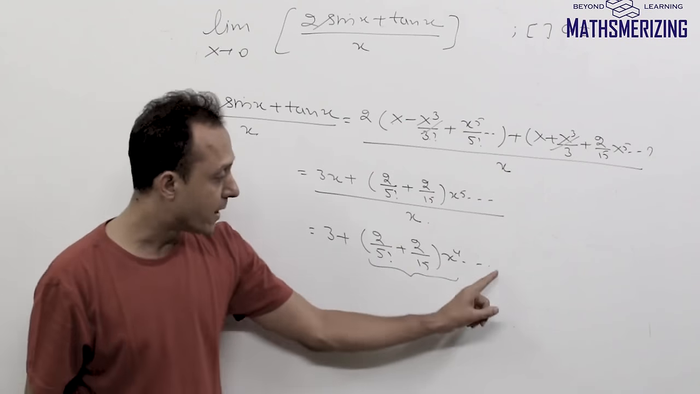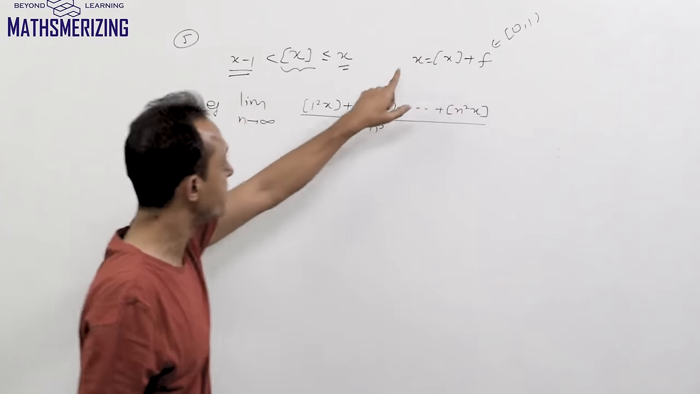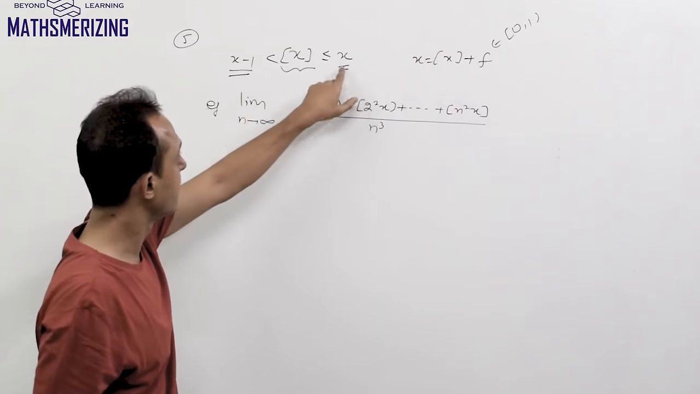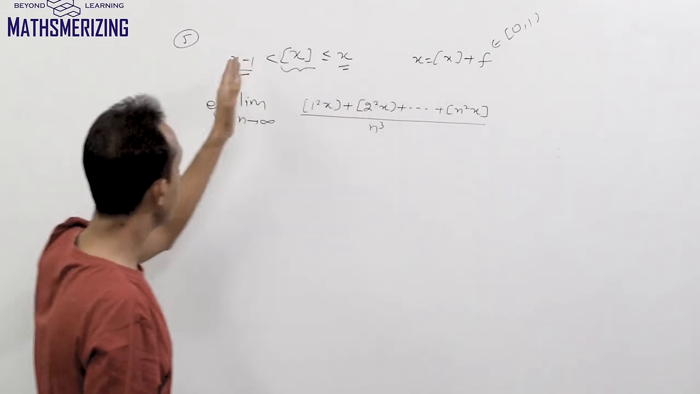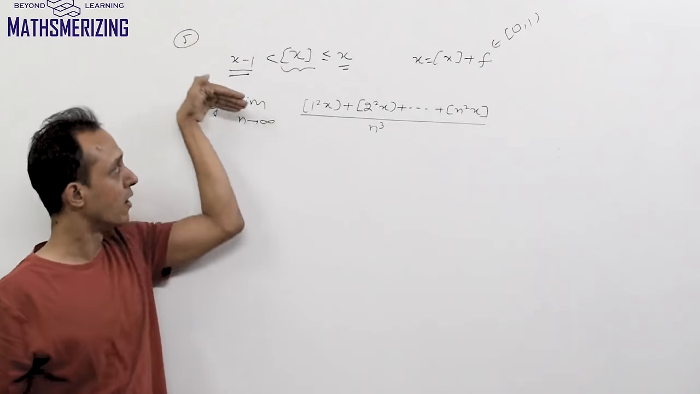Now the fifth property of the greatest integer function is that the value of the greatest integer function of x will lie between x minus 1 and x. We know that any x is the greatest integer function of x plus f, and this f belongs to 0 and 1. So it is the greatest integer function of x plus some value. Its maximum value will be simply x, and x minus 1 will always be less than the greatest integer function value. Now we use this property while solving limits.